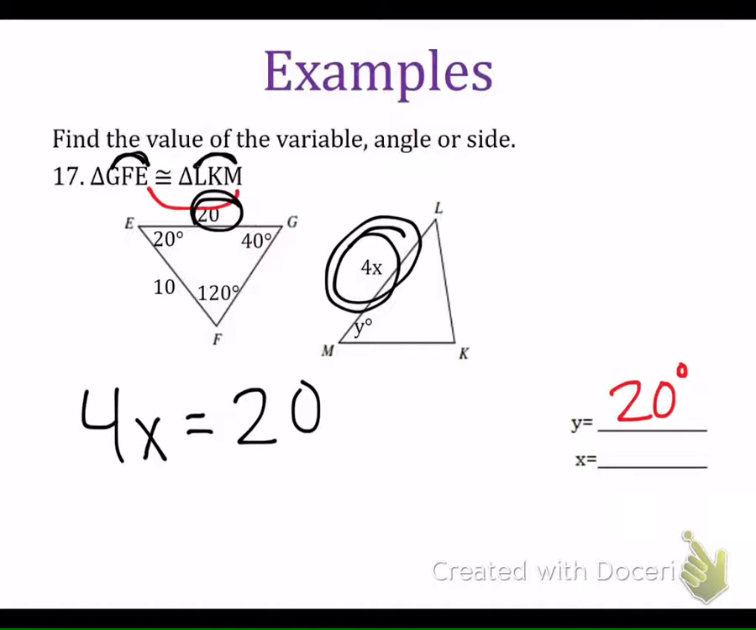Hold on. Someone asked to go back. So, do you see how 4x is the length of side ML? M is the third, L is the first. It's going to match up or correspond with the third and the first. So EG. EG. 20. All right? When you divide by 4, what do you get for x? 5. Questions?